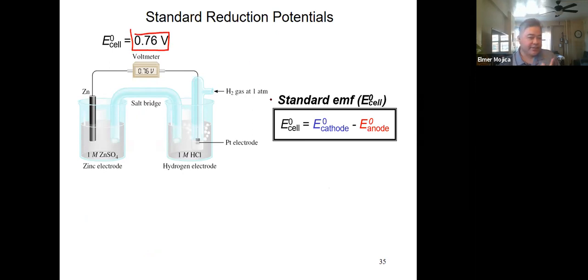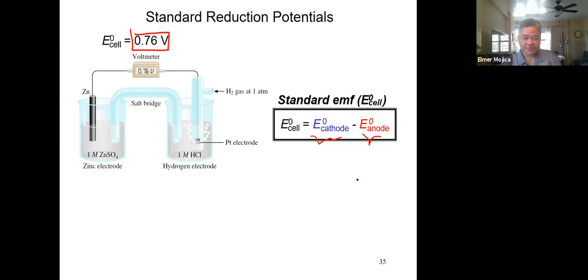Now, we already discussed from the previous meeting how we get the cell potential, but I find it a little bit confusing compared to the one that we discussed today. My students would always have a hard time doing that. So what I tell them is just to follow what we're going to do today. All you need to do is to identify which is the cathode and which is the anode.